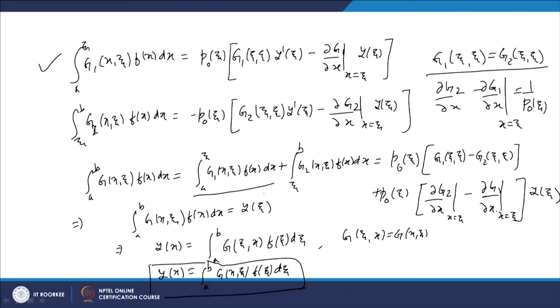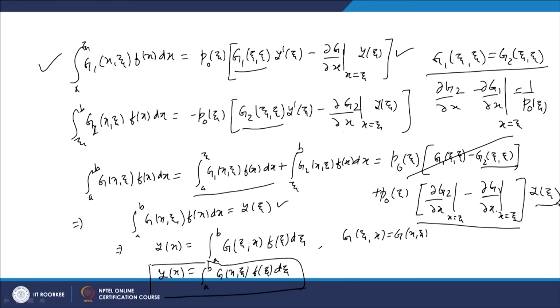Now, use this formula. Let me collect the coefficient of p0(xi). So, p0(xi) times [g1(xi, xi) minus g2(xi, xi)] plus, if you multiply here, p0(xi) times [∂g2/∂x at x equal to xi minus ∂g1/∂x at x equal to xi] into y(xi) here. Now, because of continuity this part is 0, and because of jump discontinuity this part is going to be 1 upon p0(xi). So, 1 upon p0(xi) and p0(xi) is here, so that will cancel out and we have only y(xi). So, it means that the integral from a to b of g(x, xi) f(x) dx equal to y(xi) here.